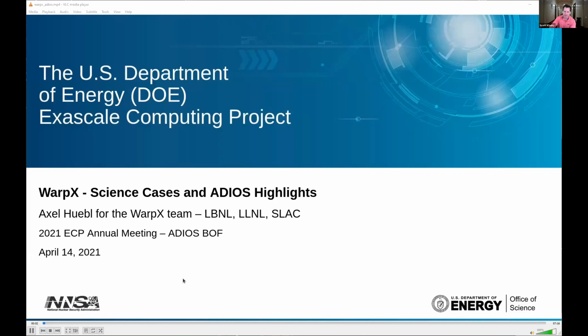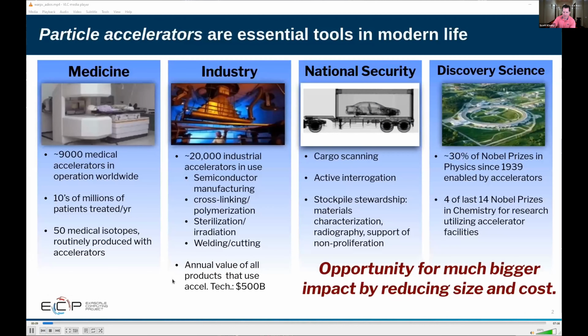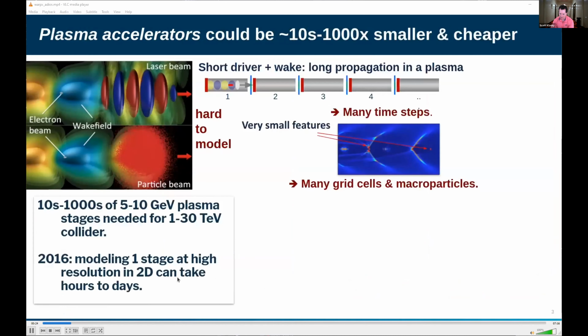Welcome to an overview of the science case of our BECs and how we use ADIOS to achieve these highlights. Particle accelerators are an essential tool in modern life. They are used in medicine, industry, national security, and are essential for discovery sciences. Yet, the opportunity could be much bigger if we could reduce the size and the cost of particle accelerators. For that reason, we research at Berkeley Lab plasma accelerators that can potentially shrink the size of accelerators by orders of magnitude.